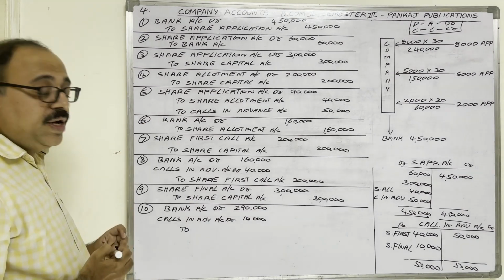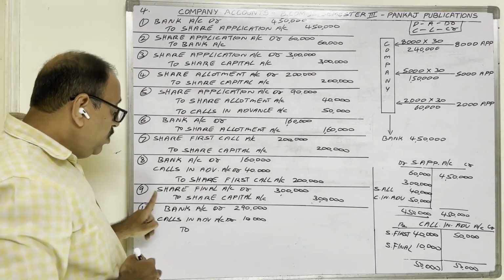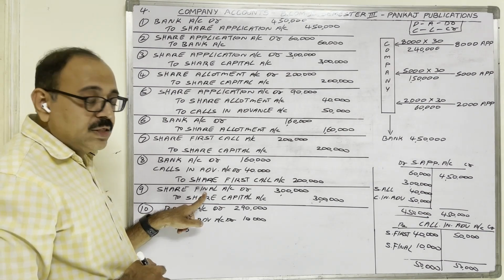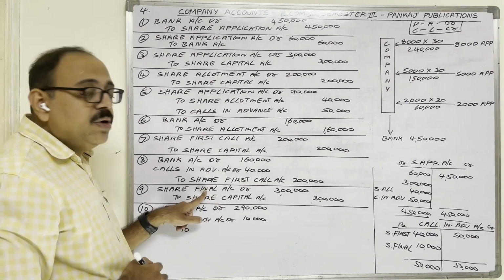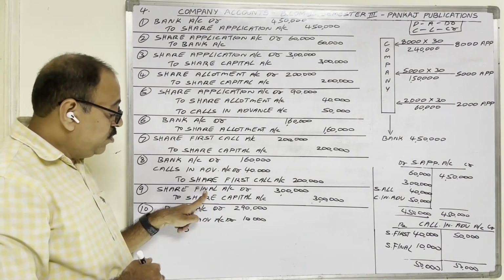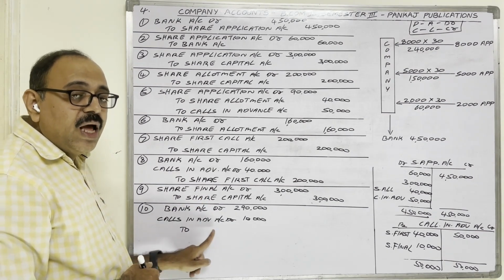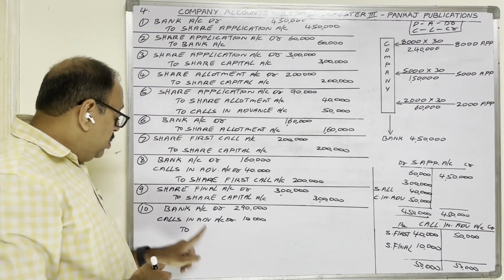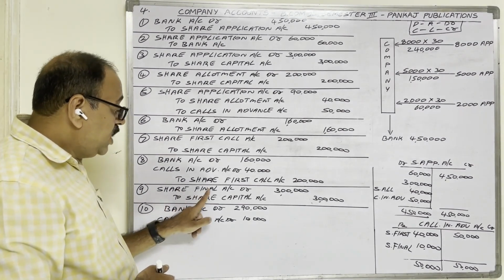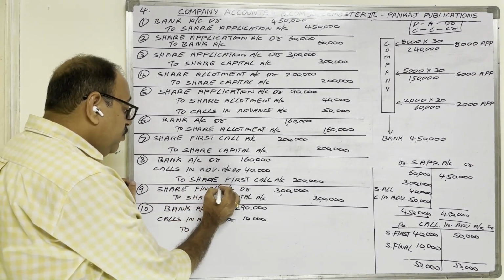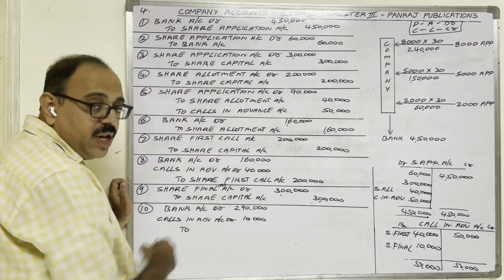Which account should be credited? In the ninth entry, we wrote that from applicants, final call money should come. They are debtors for this amount. Now they paid that amount, which means we have to cancel the debtor account. By debiting we have created the share final call account. If you want to cancel, you have to credit.